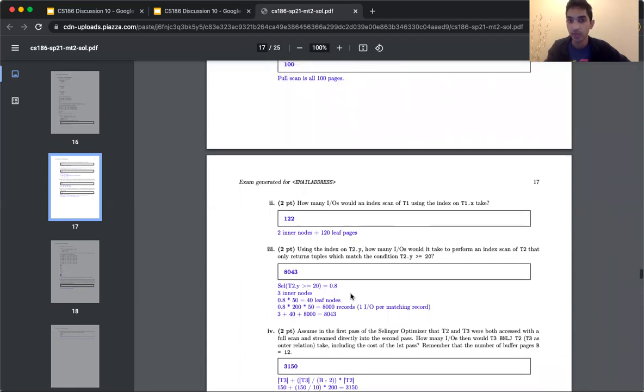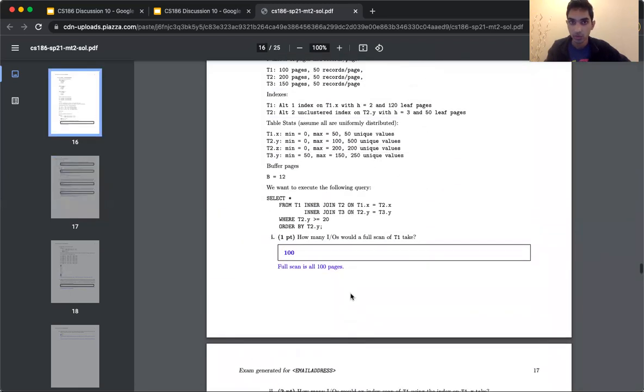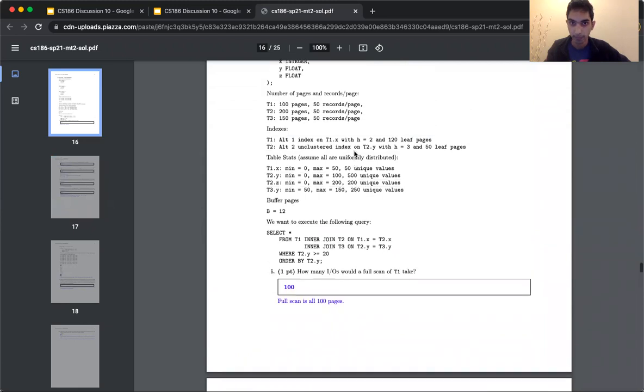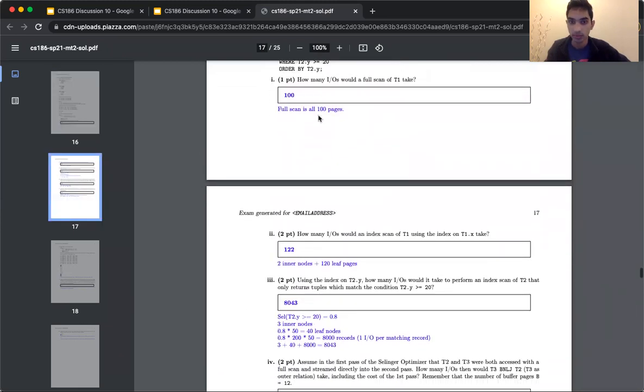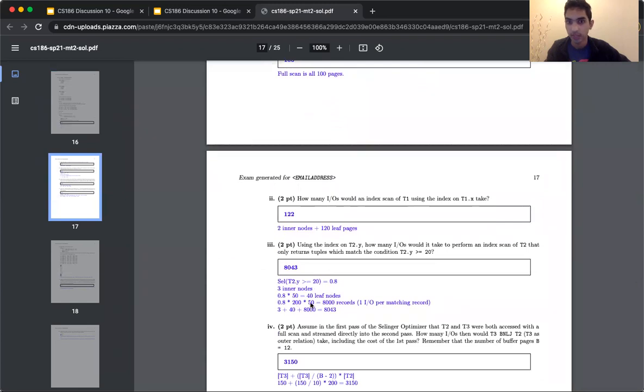So how many records do we have in total? We have 200 times 50 for T2. So we have 200 times 50 times the selectivity, 0.8, which is equal to 8,000 records. And so the total number of IOs that we do is 3 to read down for the index nodes, 40 leaf nodes that we're reading, and then 8,000 matching records, with an IO for each of those. So 8,043 IOs.